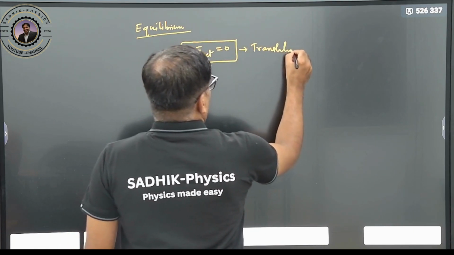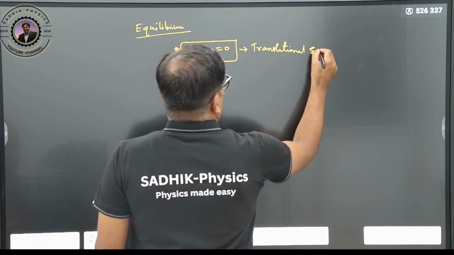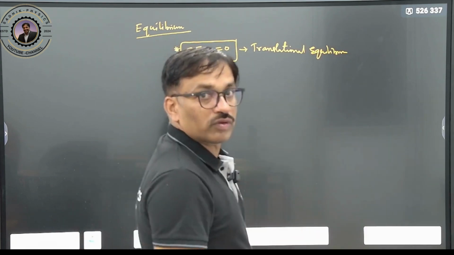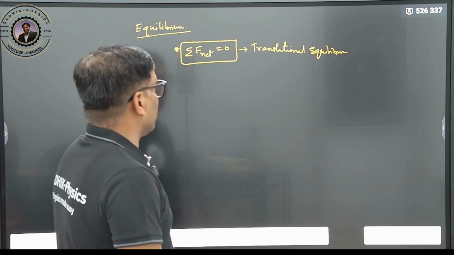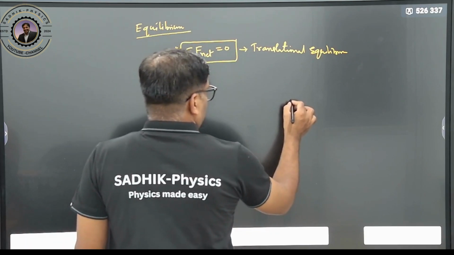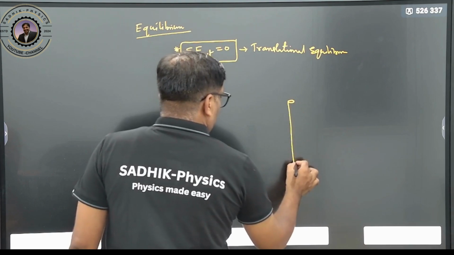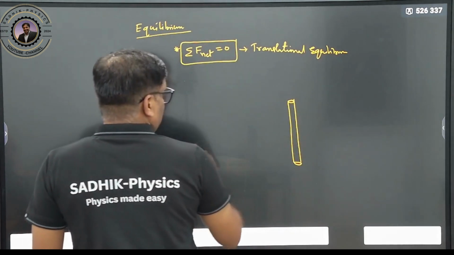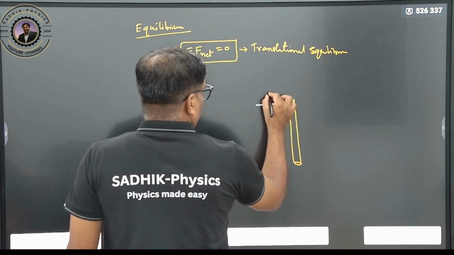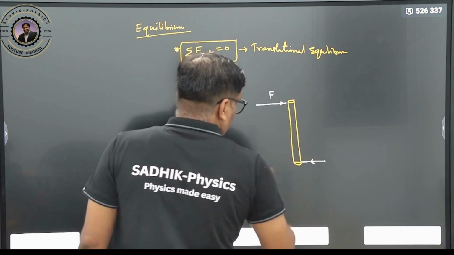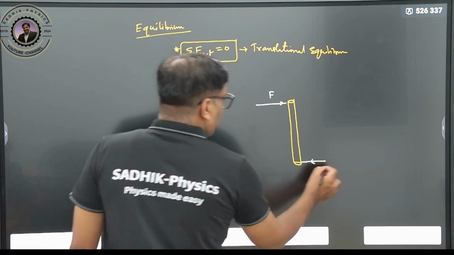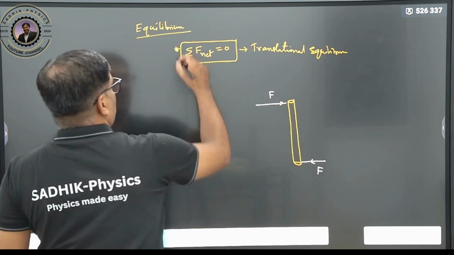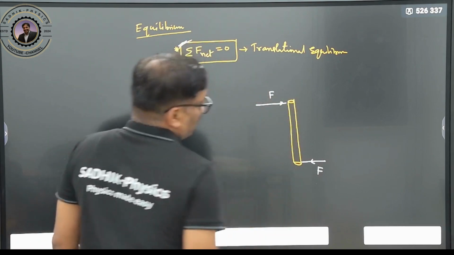So translational equilibrium means this object will not be able to move. It will not be able to translate. So suppose there is one rod here. Here we are exerting a force, suppose F, and the same force is acting on the other side. Same force. What is the net force here? This side the same force is there, this side also the same force is there. So net force is 0, it will be under translatory equilibrium.